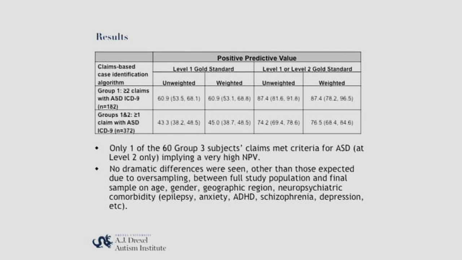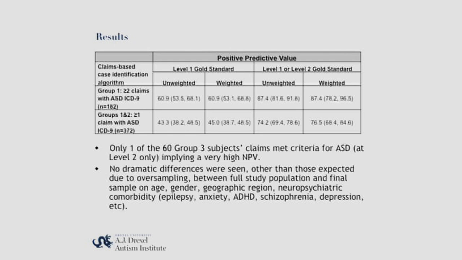To the left of the slide are the positive predictive values based only on the very high bar of meeting full ADAM criteria. On the right, the positive predictive value is calculated including those who met at the high bar and those who also met at level two, which is if the chart said that the kid has autism or if the behavioral descriptions were partially consistent with the ADAM diagnosis.